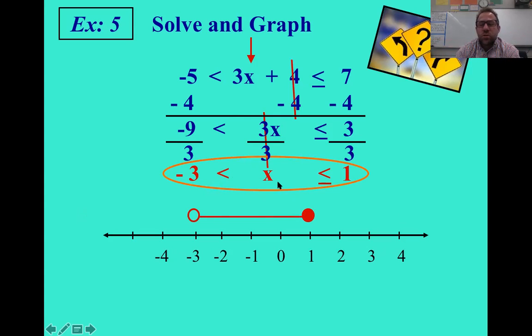So our solutions are anything in between these. It cannot include -3, but it could include +1. That's why we're shading it right there. Okay.